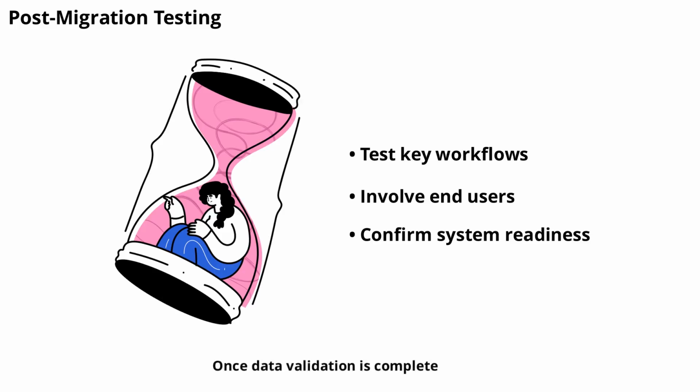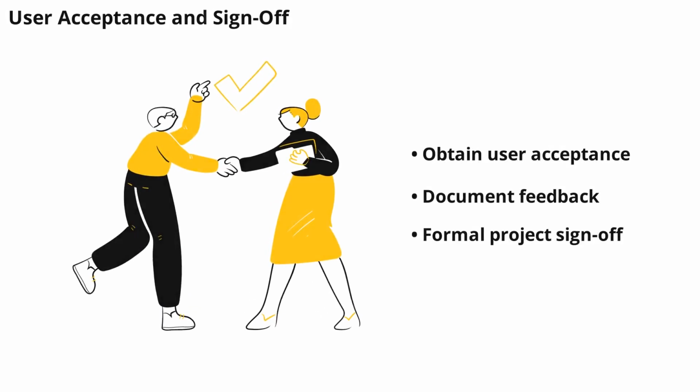Once data validation is complete, conduct post-migration testing to ensure the ITSM software functions as expected. Test key workflows, reports, and integrations to confirm that data is accessible and processes run smoothly. Involve end users in testing to gather feedback and identify any issues that may have been missed. Post-migration testing is your final safeguard, ensuring that the system is ready for full-scale use and that all data is functioning as intended.